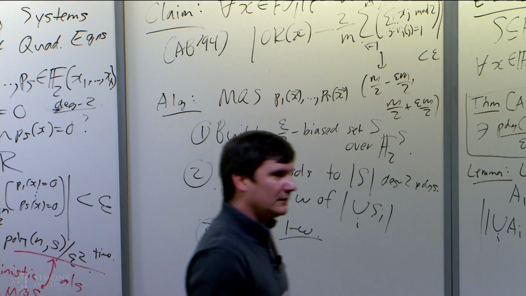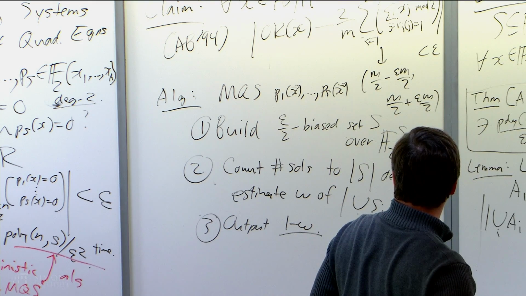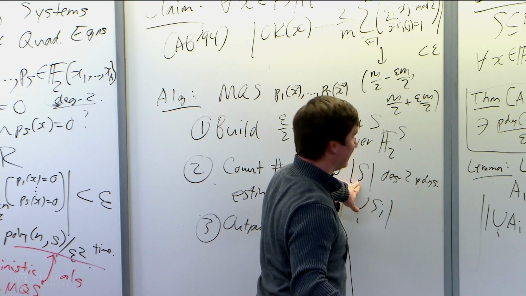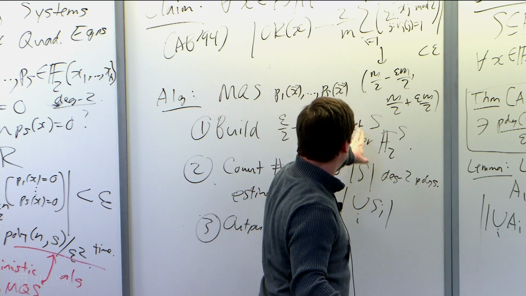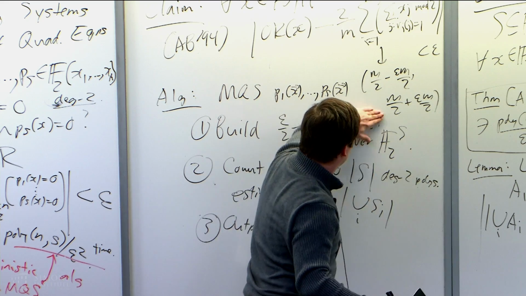Sorry, I'm confused. Is it the size of S many degree 2 polynomials or the number of elements in the epsilon-biased set many? This is the number of elements in the epsilon-biased set. The set is S. The set is over. Oh, sorry. You're getting confused about notation?